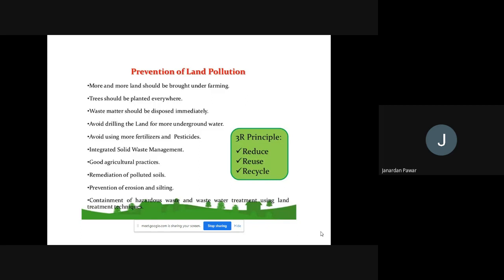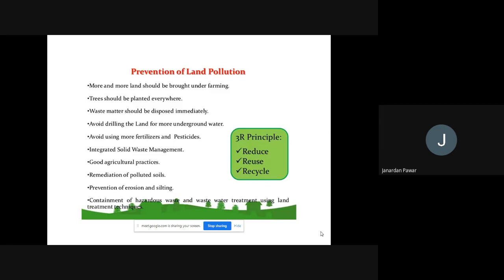Then avoid drilling the land for more underground water. As we know, we go for borewells and drill the land to get underground water for different purposes. We try to get underground water for farming, and for housing purposes. And if we keep drilling the land, then it will be a very bad thing. So we should stop drilling the land. That is the only source.